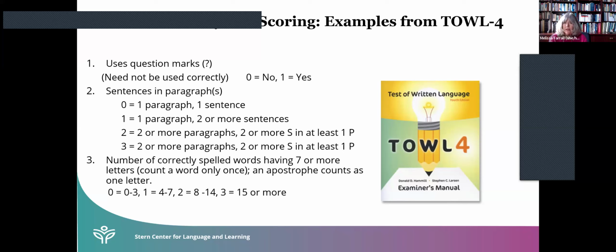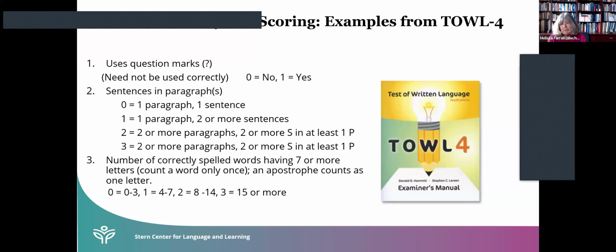So now we're not talking about just sentences. We're also talking about paragraphs. And that would be the foundation for that bit of analytical scoring. Or maybe we would be looking at the number of correctly spelled words having 7 or more letters. And it tells us count a word only once.